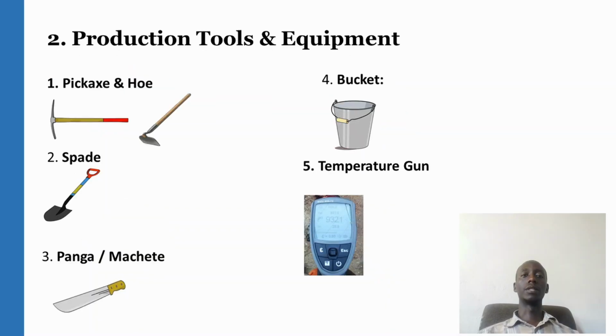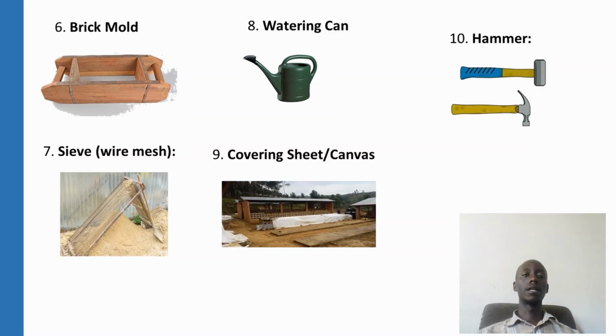The second category is production tools and equipment, which are used for producing bricks. We have the pickaxe and hoe, spade, panga or machete, bucket, and temperature gun. Also, there are others, which are brick molds, sieve or wire mesh, watering can, covering sheet or canvas, and hammer.